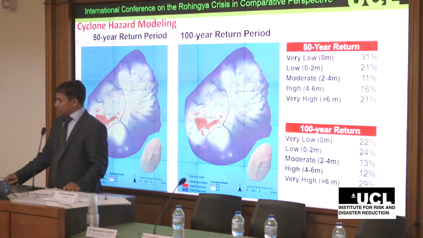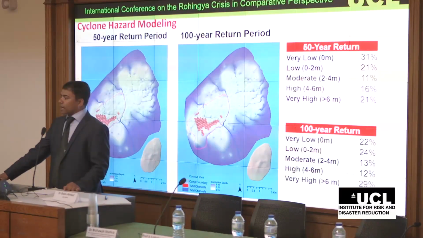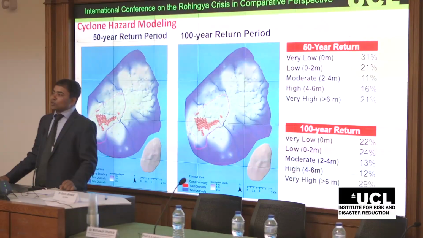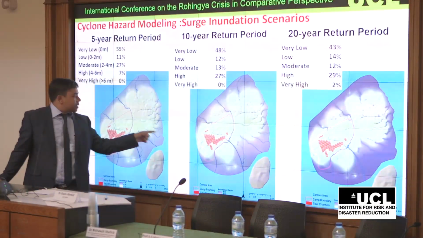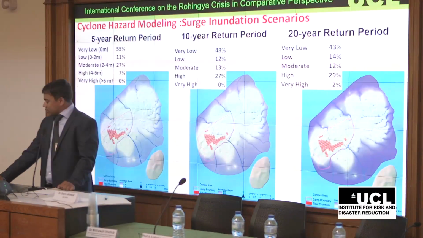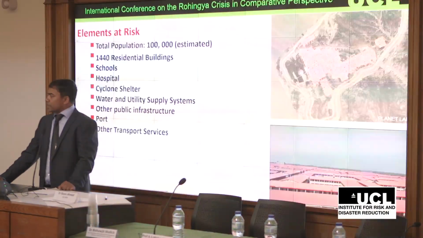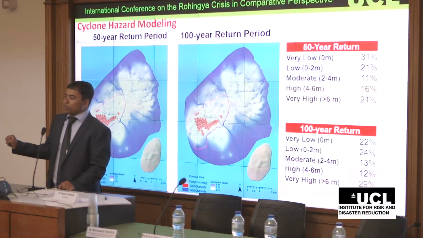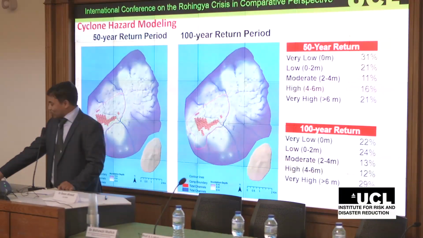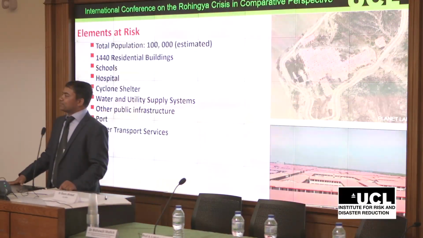And one interesting thing is that the current camp location is on the top ground of the island area. You can see that. So it's a red mark on the camp area. Even with the 100-year return period, most of the island will be underwater except the camp area. So that is good in one sense.